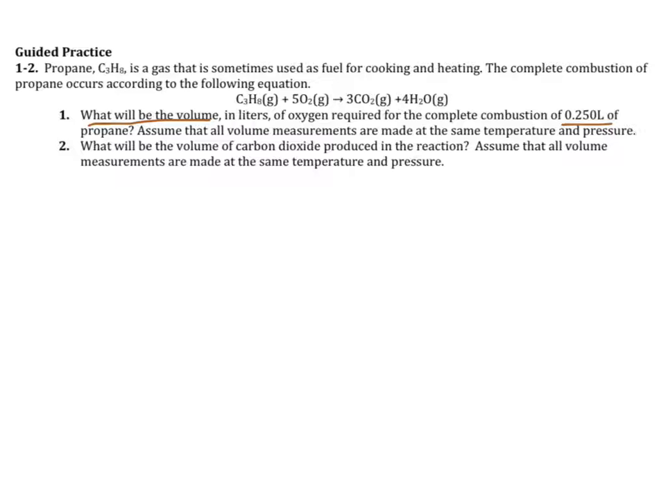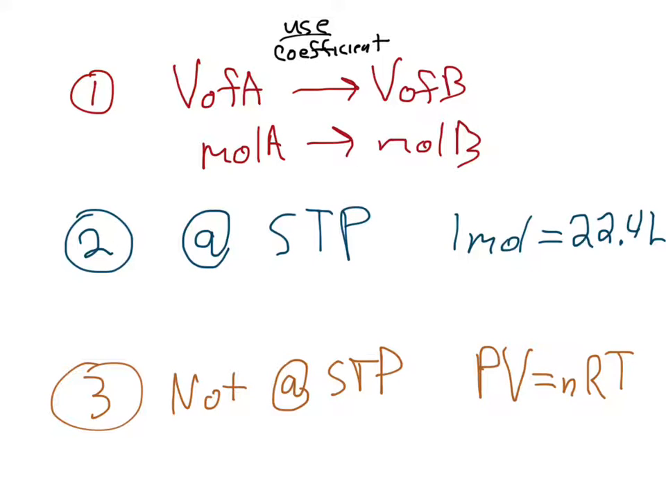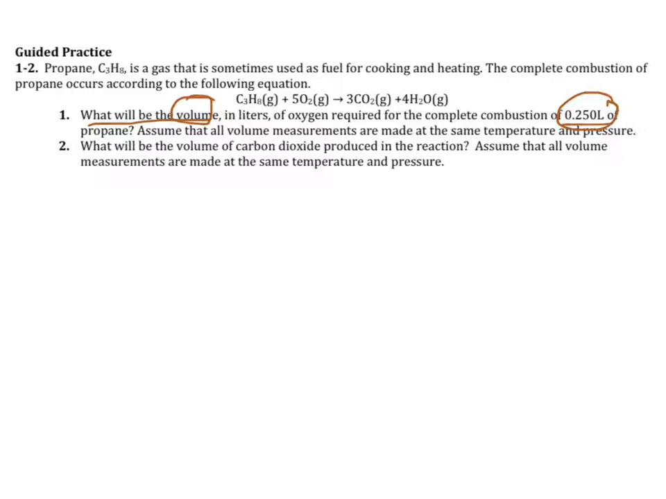Now, this is giving you a volume, and it's asking for a volume. So, are we at situation 1, 2, or 3? Well, it's giving you a volume, and it's asking for a volume. So, we are at situation 1. We are dealing with the first type of stoichiometry problem here. And so, step 1 is to write what's given to you. So, we have 0.250 liters of propane, which is C3H8.